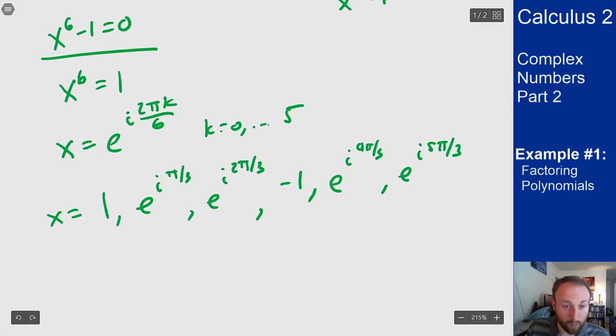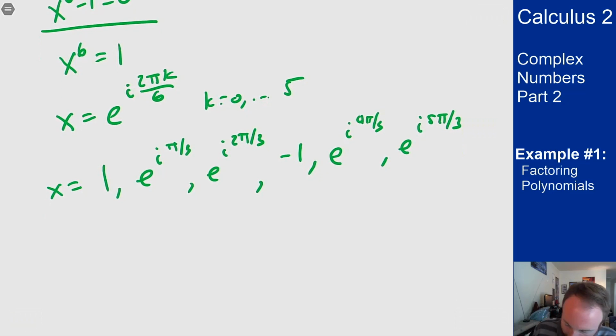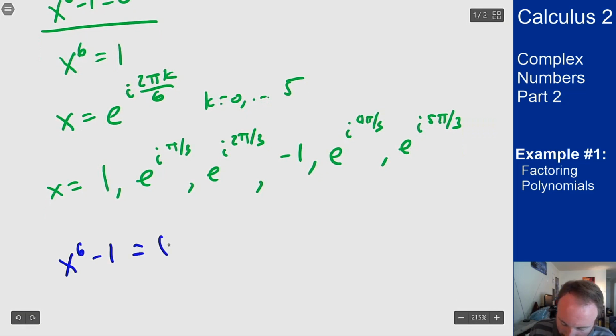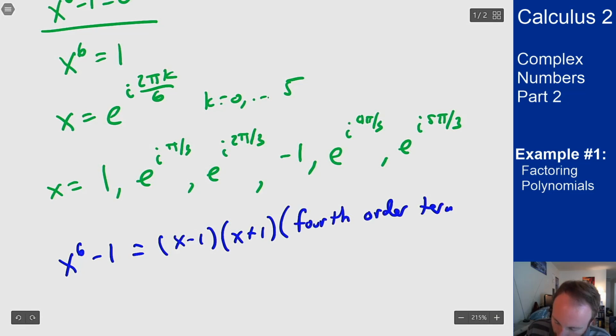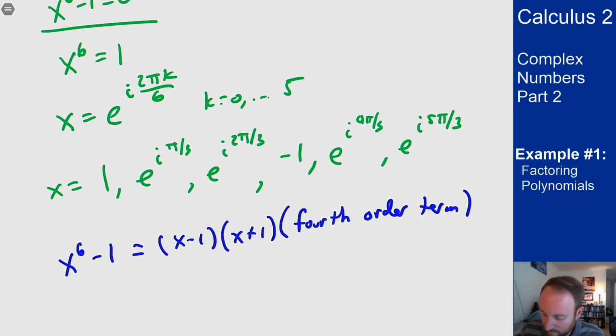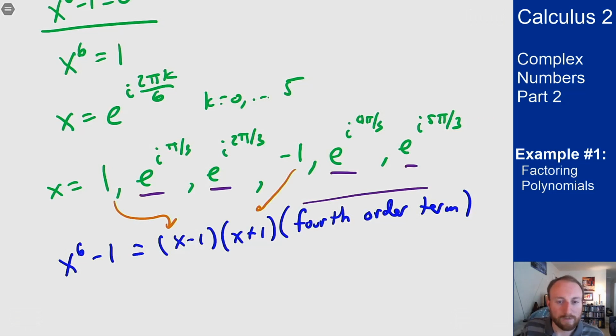Well, because 1 is a root and minus 1 is a root, I know that x plus 1 and x minus 1 are both factors of x to the 6th minus 1. So x to the 6th minus 1 is going to be x minus 1 for the 1 as a root, x plus 1 for the minus 1 as a root, and then some fourth order term, where this fourth order term has roots at the 4 non-real complex numbers above. How do we find this fourth order term, or in particular, the two quadratic terms it will factor into?